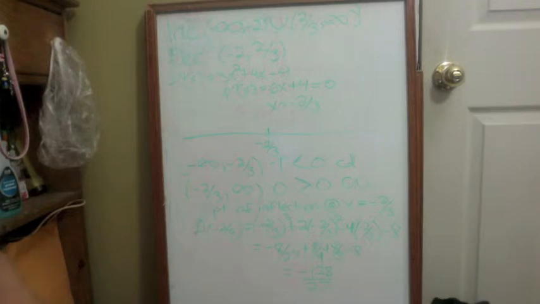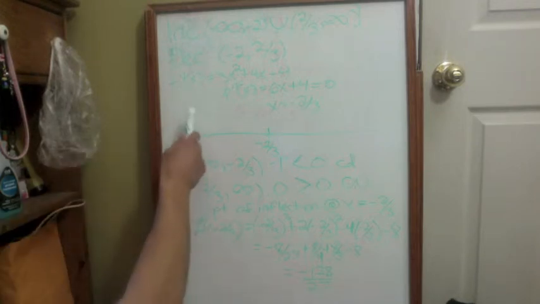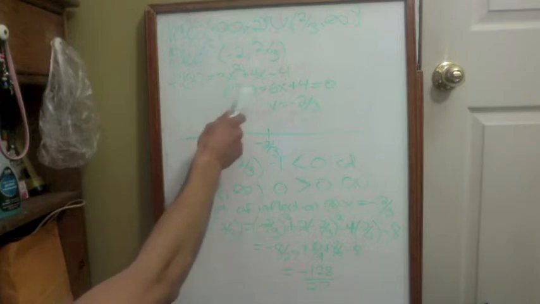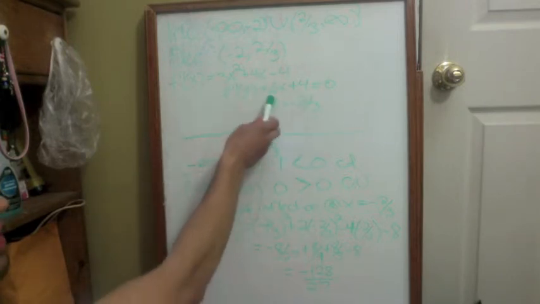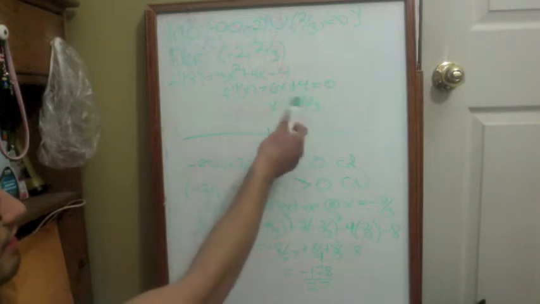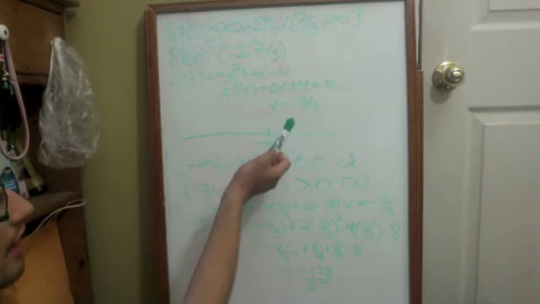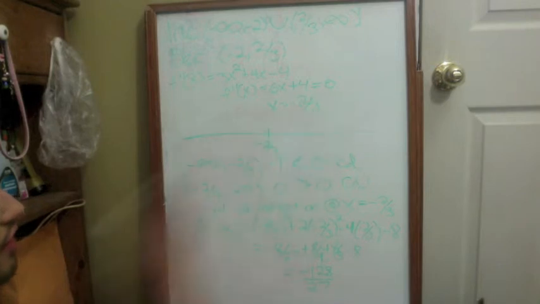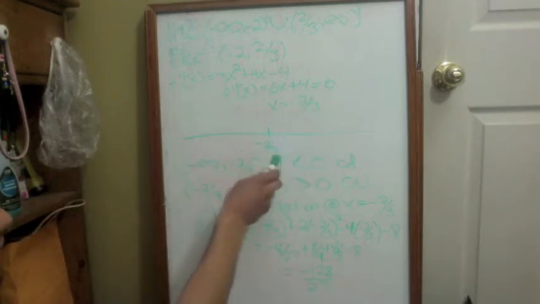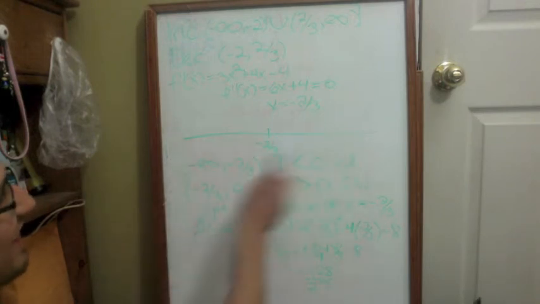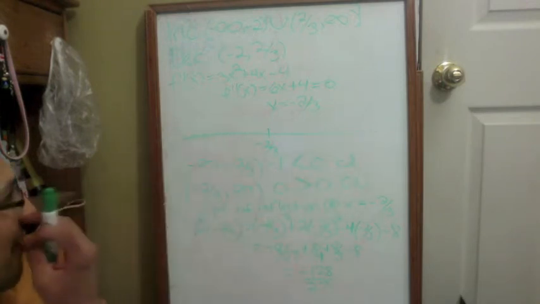We have f prime of x equals 3x squared plus 4x minus 4. Take the second derivative, we get 6x plus 4. I set that equal to 0, and we end up with x equals -2/3. And we have this graph here where I'm going to find the concavity.